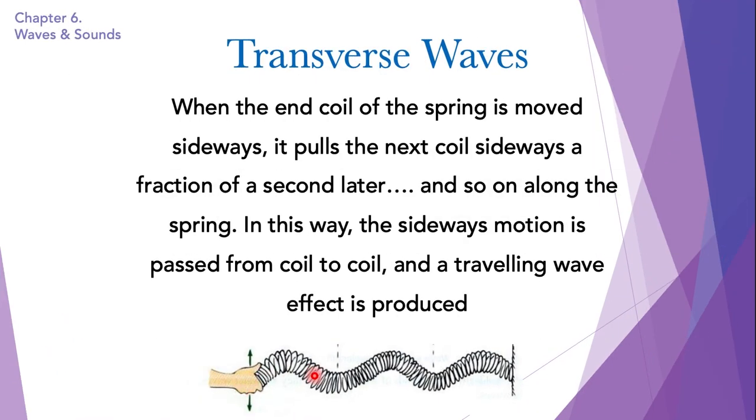Here we have a slinky spring. So when the end coil of this spring is moved sideways, which means this motion, here and then here and then here, like this, it pulls the next coil sideways a fraction of a second later, and so on along the spring. In this way, the sideways motion is passed from coil to coil, and a traveling wave effect is produced.